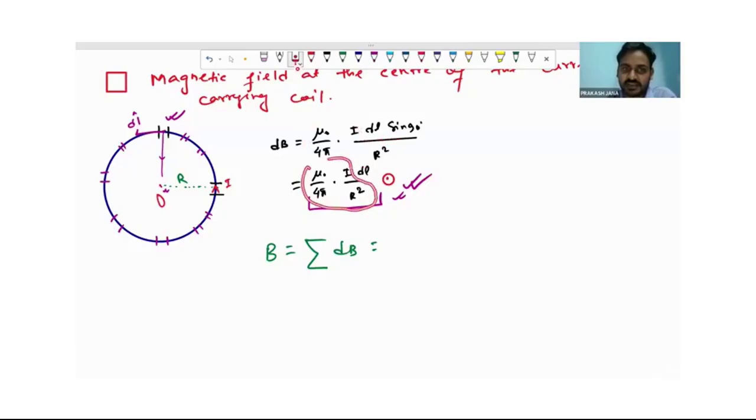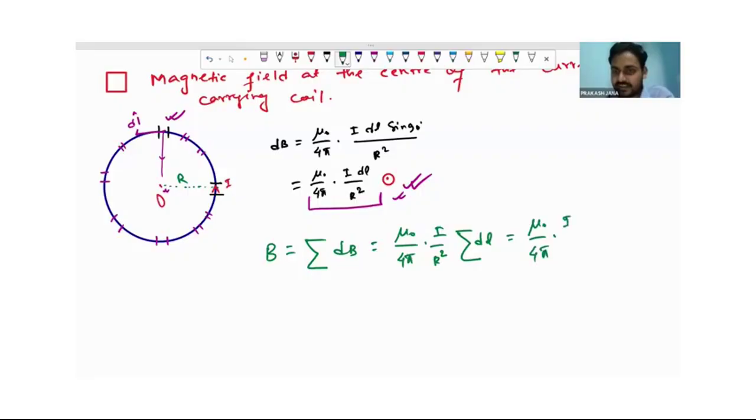Mu naught by 4 pi I by r square, this is constant. Only variable is dl. So we will write the mu naught by 4 pi I by r square part out of the summation, and we'll keep the dl inside the summation only, and this will give mu naught by 4 pi I by r square. Now you tell me what will be the value of this sum of dl.